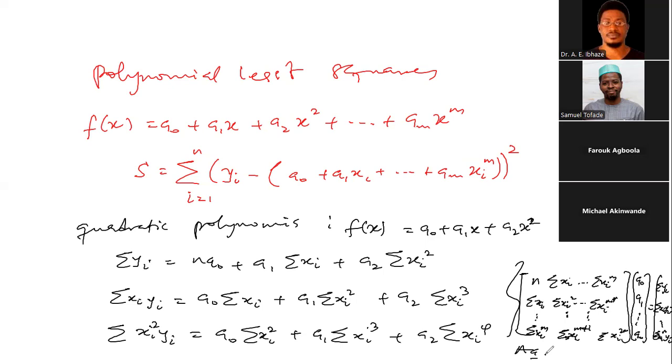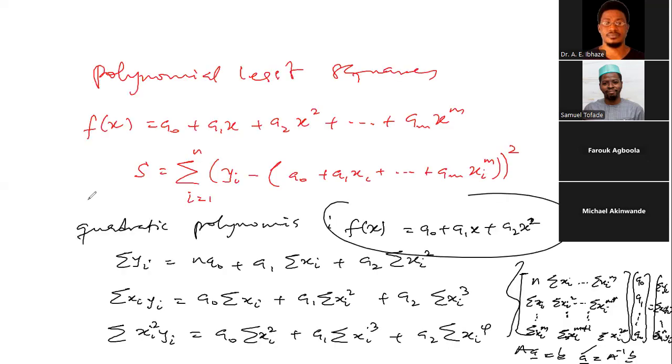A times A bar is equal to B bar. So A bar will be the same as A inverse B bar. So you can now solve all of these. Then once you get the coefficients, you substitute them into this expression, and there we go, right? Is that straightforward?